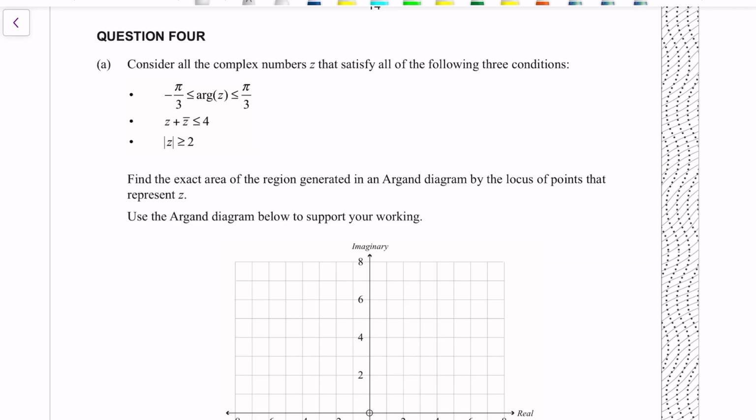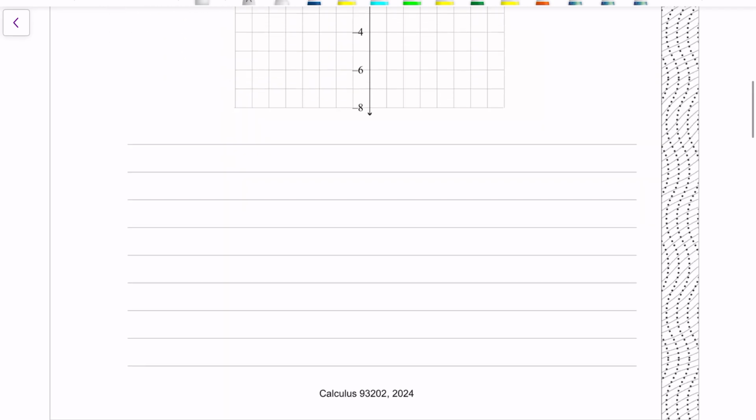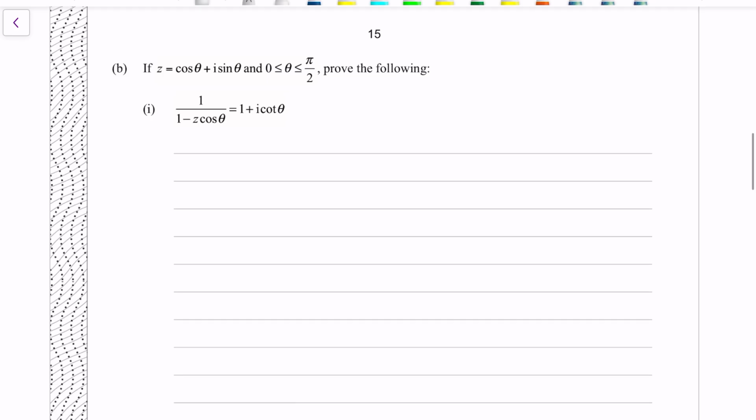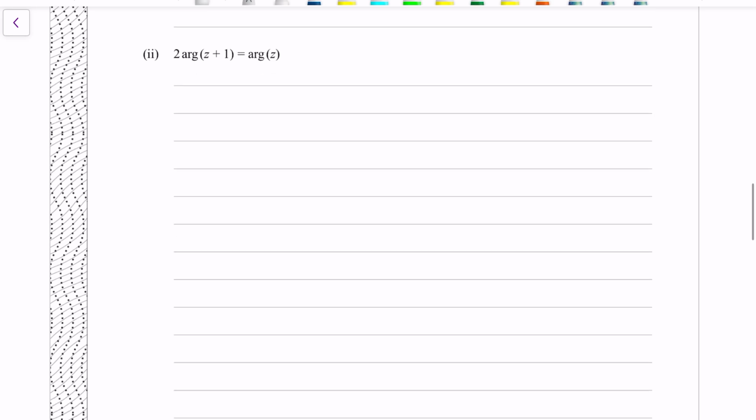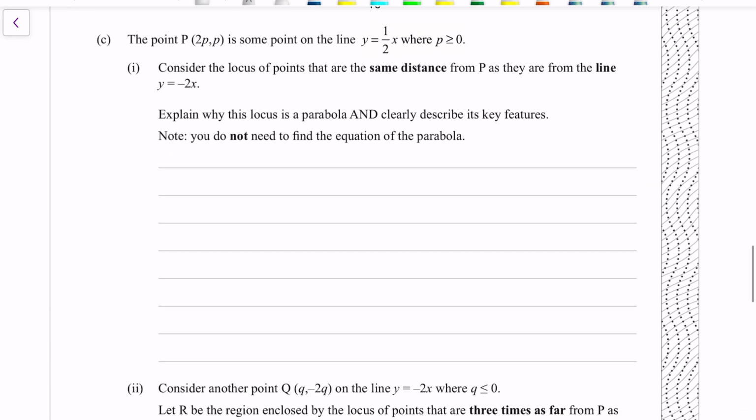The first question here is complex numbers. It's a pretty standard question based on NCEA level 3. The second question involves complex numbers and a little bit of trig identity proofs, pretty straightforward. And then this third question is a little bit of a humdinger.